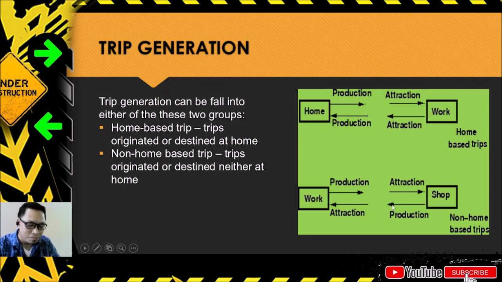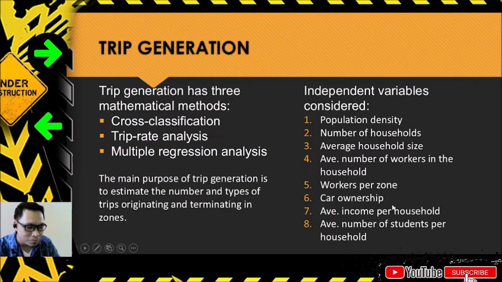So that is an example of non-home based trips. Okay. Now, when it comes to trip generation, the trip generation has three mathematical methods. The first one is the cross classification. Then we have trip rate analysis, and we have multiple regression analysis.